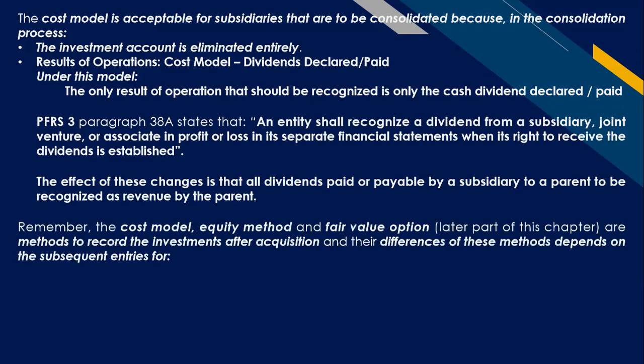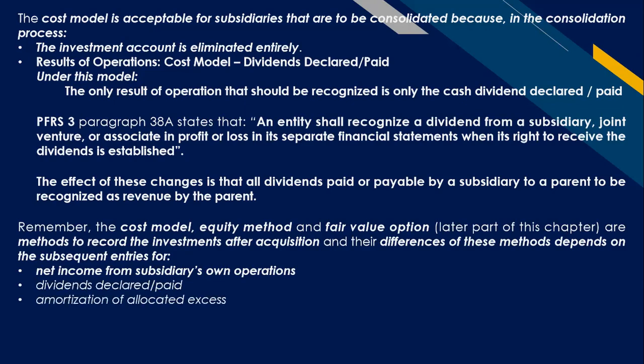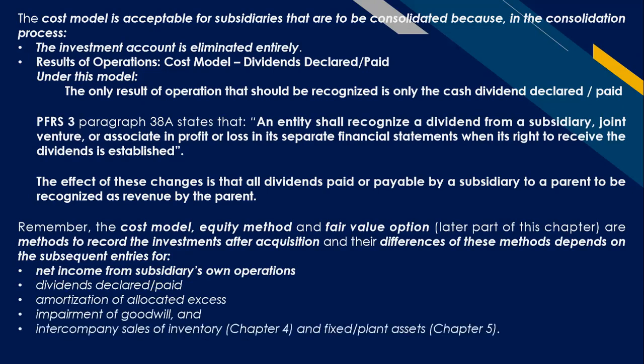Remember, the cost model, equity method, and fair value option, discussed later in this chapter, are methods to record the investments after acquisition. Their differences depend on the subsequent entries for net income from subsidiaries' own operations, dividends declared or paid, amortization of allocated excess, impairment of goodwill, and intercompany sales of inventory in Chapter 4, and fixed and plant assets in Chapter 5.